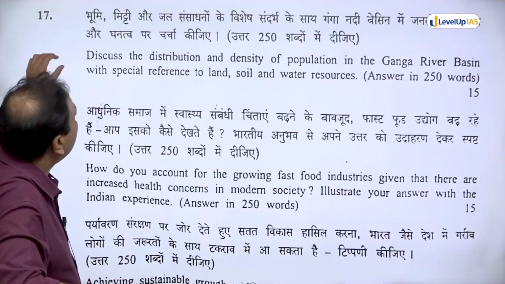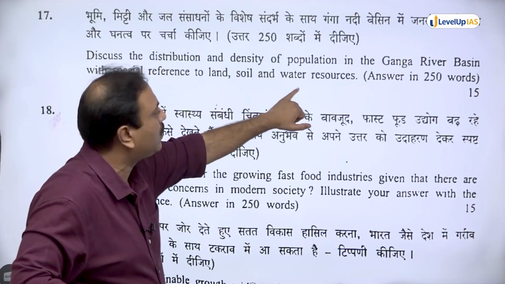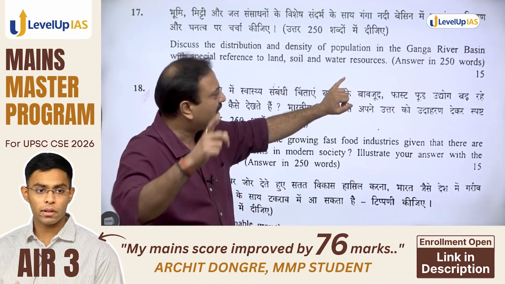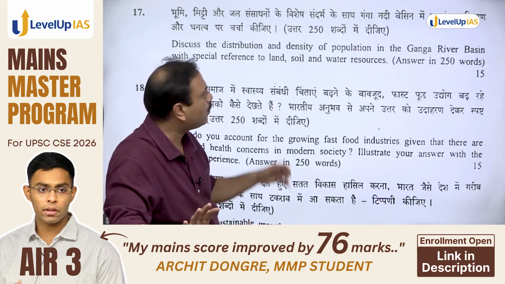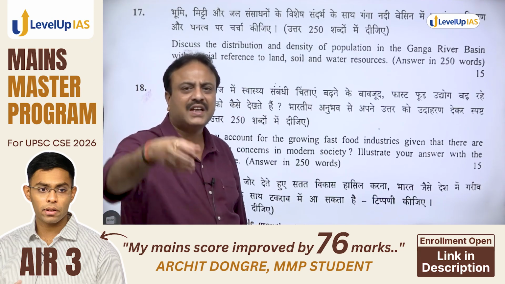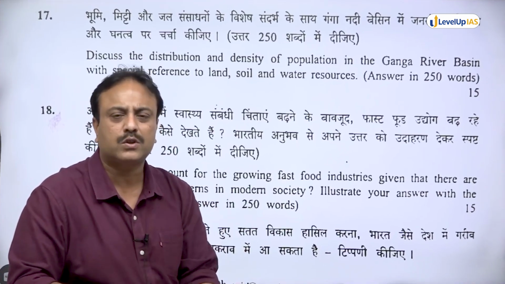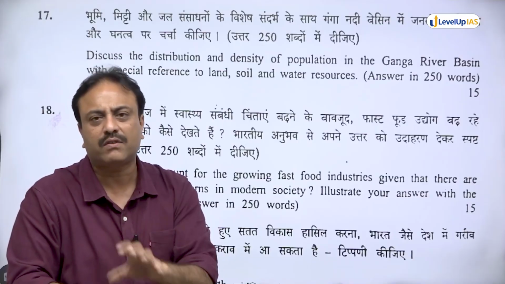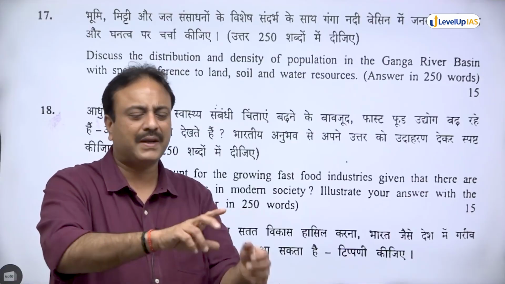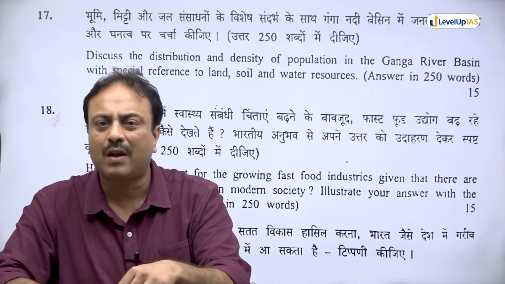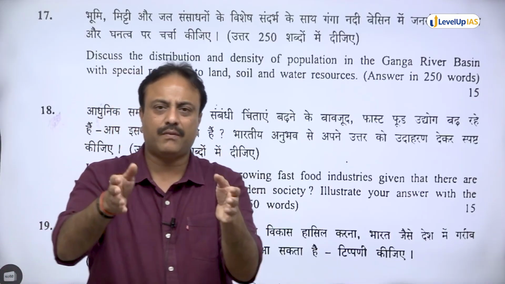Why am I discussing that? The question is about the distribution and density of population in the Ganga river basin with special reference to land, soil and water resources. UPSC is not telling you that this region has more distribution and density of population. It is asking you about the distribution and density of population. So over density, high density, excessive population, everyone will be writing that. You have to write the other aspect also: why certain regions of this Ganga river basin have less density and less distribution of population because of these aspects, flood, droughts, or lack of availability of suitable soil, land and water. This will be a very good answer to summarize.